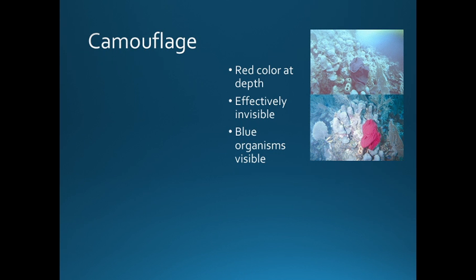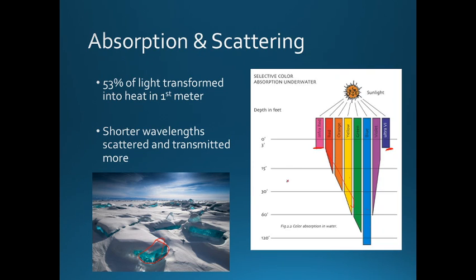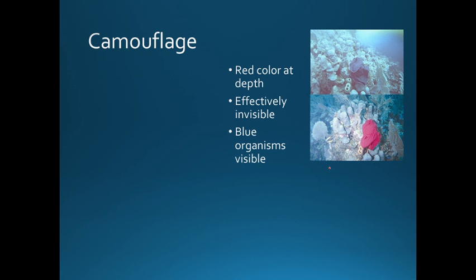Now, sorry, let's go back here. See this red, okay? Red sunlight, whether we're talking about fresh water or salt water, basically doesn't make it beyond 15 feet. All the red light is absorbed, okay? So red color at depth is effectively invisible. If you look at this picture here, this is a piece of cloth. This picture is with natural light, and this one is where they shine a flashlight on it.